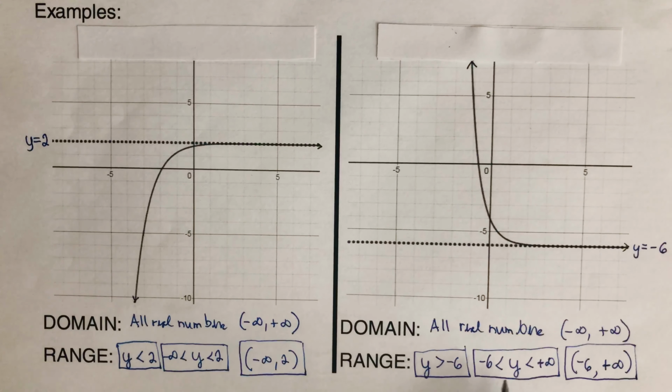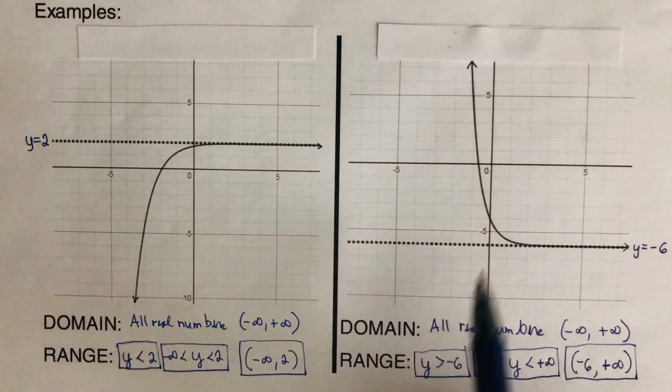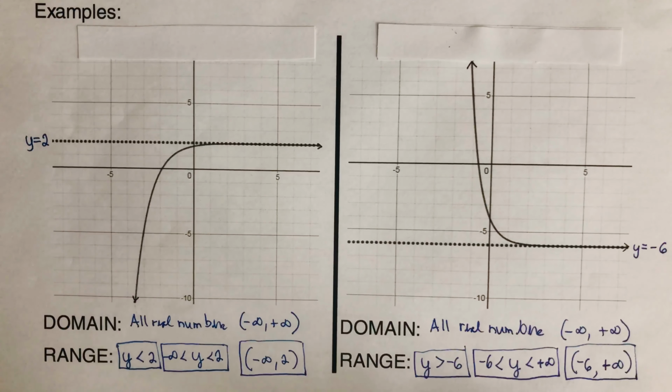These notations right here mean the same thing. So this is the range for this graph. Did you get the same answers as this?